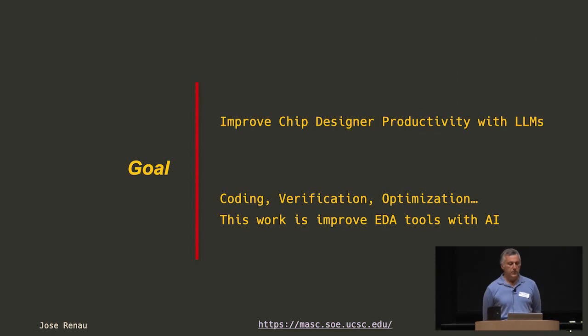We want to improve chip design productivity using LLMs. So the LLMs are a new tool. How can I use it to improve productivity? And here I'm including coding, verification, and frequency optimization of the design. This work is not to improve the EDA tools using AI. It's more on the front-end side, how to use the LLM tools.